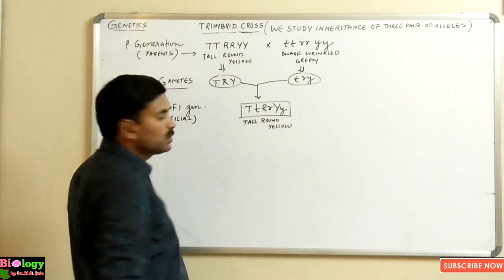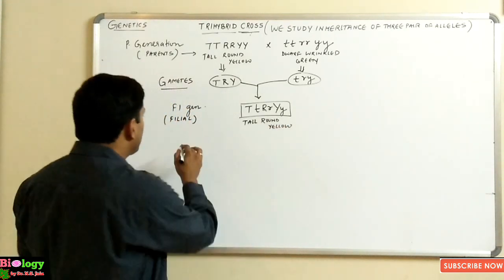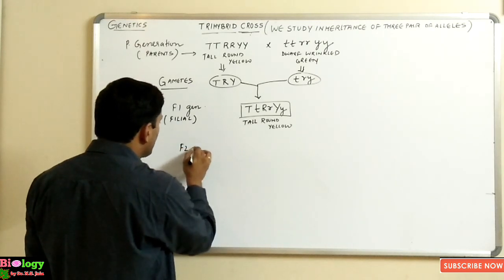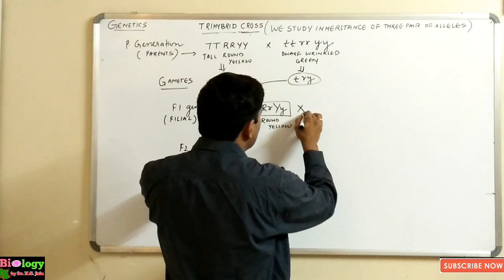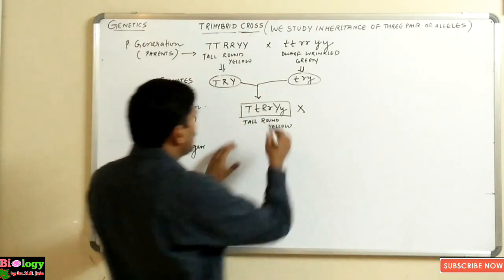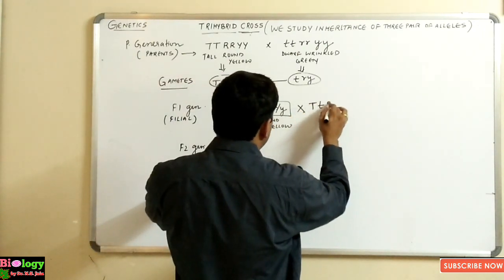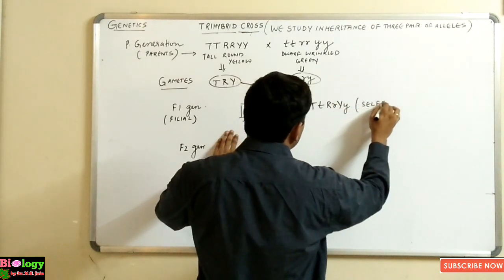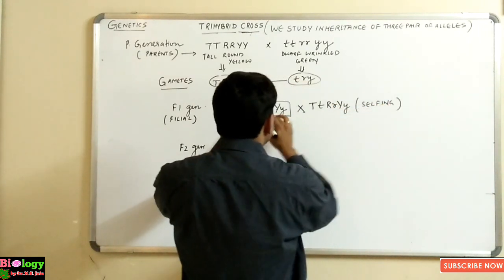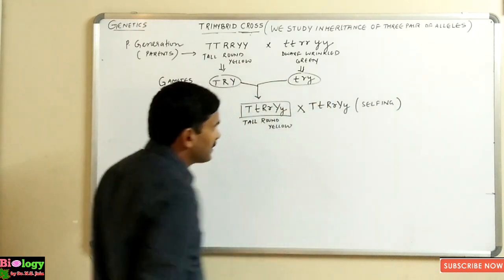To get the F2 generation, what we do is selfing, that is, we interbreed the F1 generation. So capital T small t, capital R small r, capital Y small y is interbred with the same. We have done the selfing.